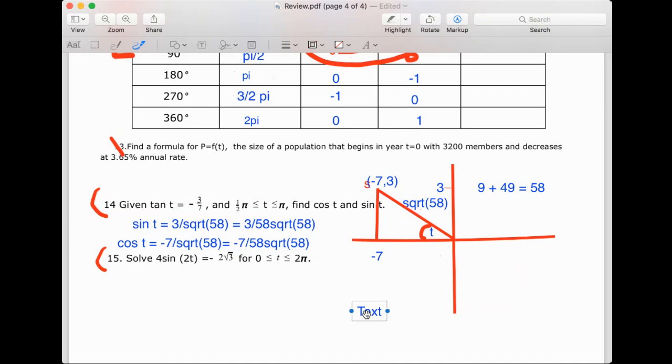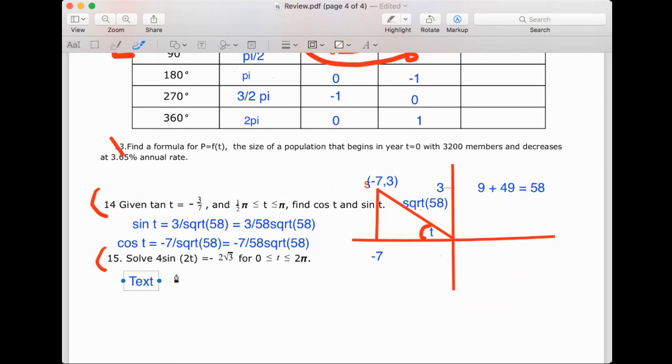Should we go to 15? Before we go to 15, I just want to ask you, you see how it says the second condition, 1/2 pi and then pi? So this condition in t means the angle is in the second quadrant. Okay, I think I get it. All right, any other questions? No. Okay, let's do 15.